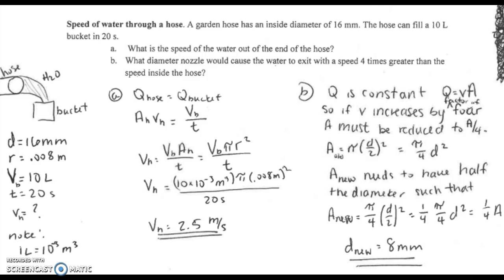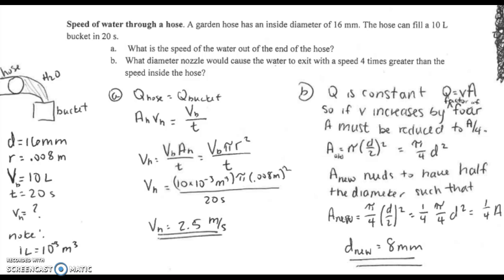Now, for the bucket, we're given the volume of the bucket. It's going to be more useful to express the volume flow rate of the bucket in terms of volume over time. So that's what I've done here. So there I just now am rearranging for the speed of the water exiting the hose, and I replace the area of the hose with pi r squared. And when I plug in all the numbers there, I get a speed of 2.5 meters per second.